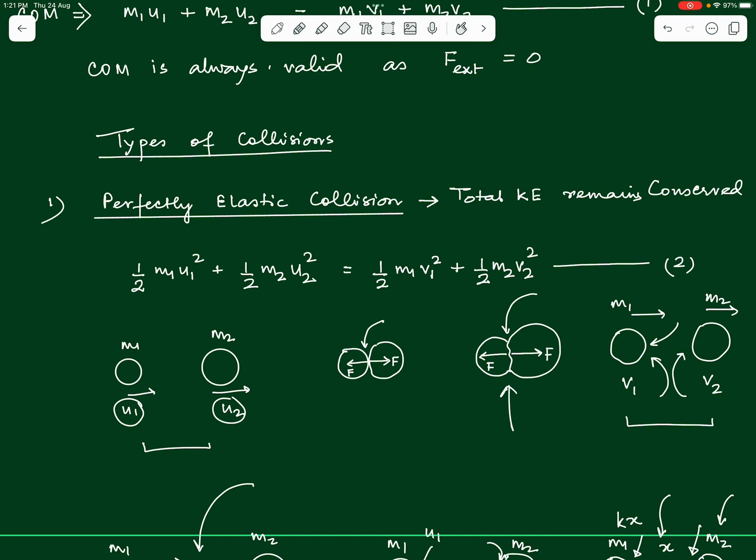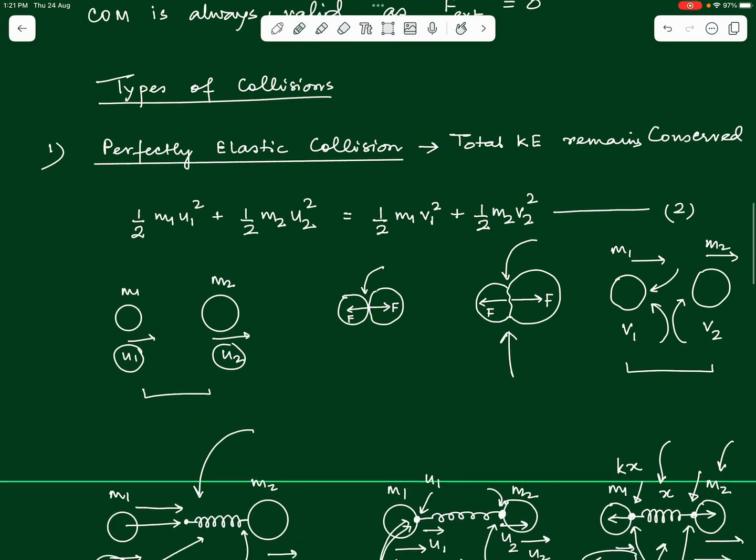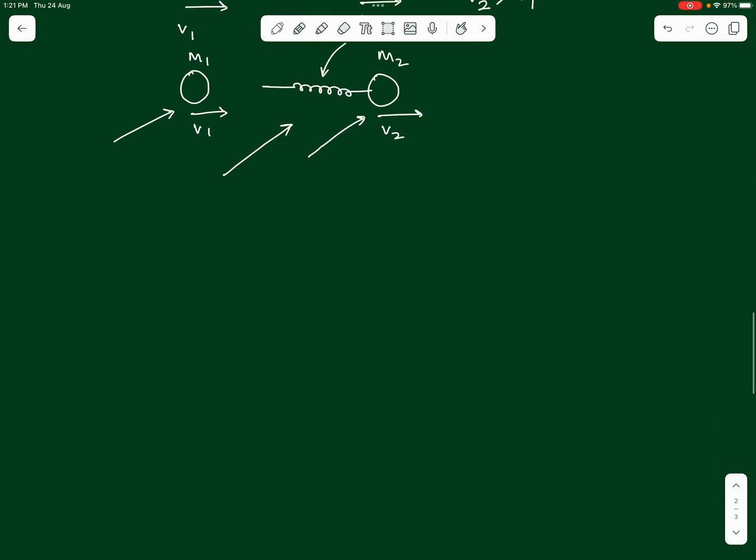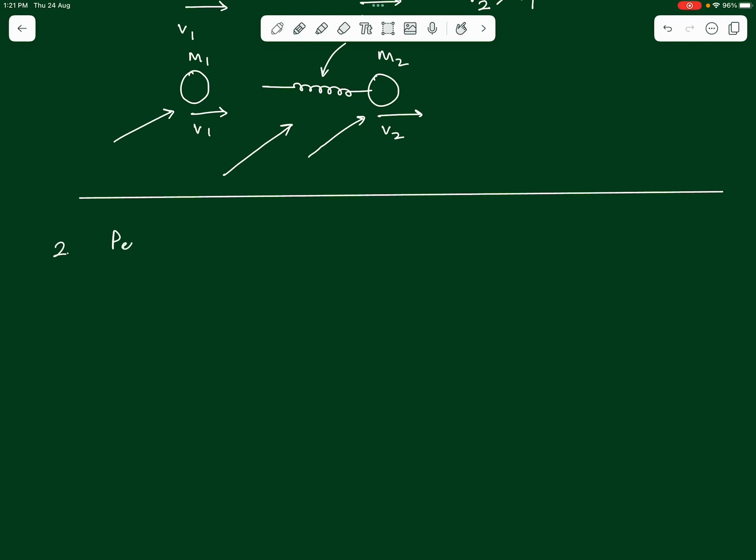Okay, so this is about a perfectly elastic collision. We are going to discuss the mathematics of perfectly elastic collision in further detail in the upcoming video. For now, let us move on to the next type of collision. The next type of collision is called a perfectly inelastic collision.